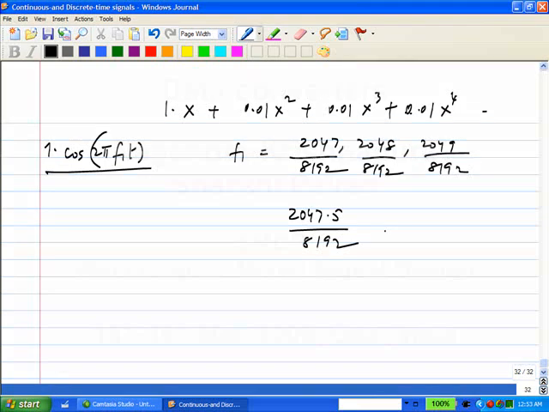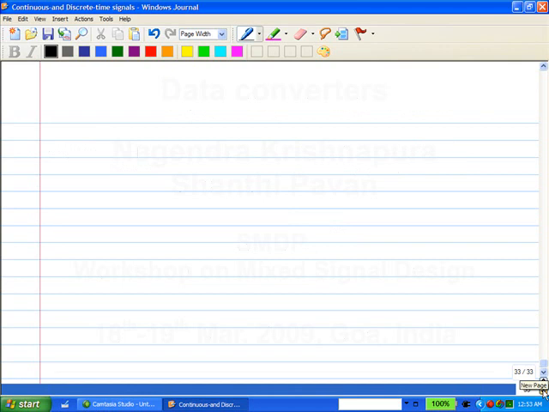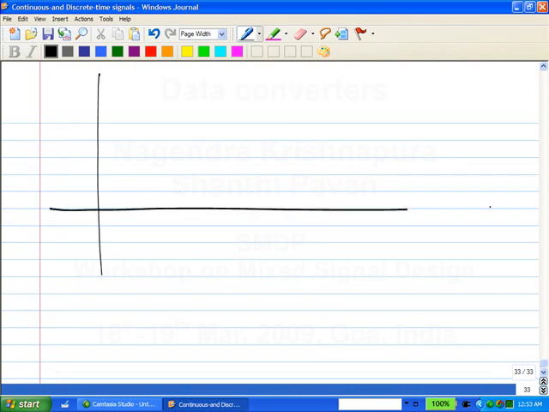So dynamic errors of the A to D. Let's say we have a sinusoidal input to an A to D. At the output you would expect the sinusoid plus some quantization noise. In reality what will happen is, it will have harmonics and it may have some other tones which are even non-harmonics, and it will have quantization noise.